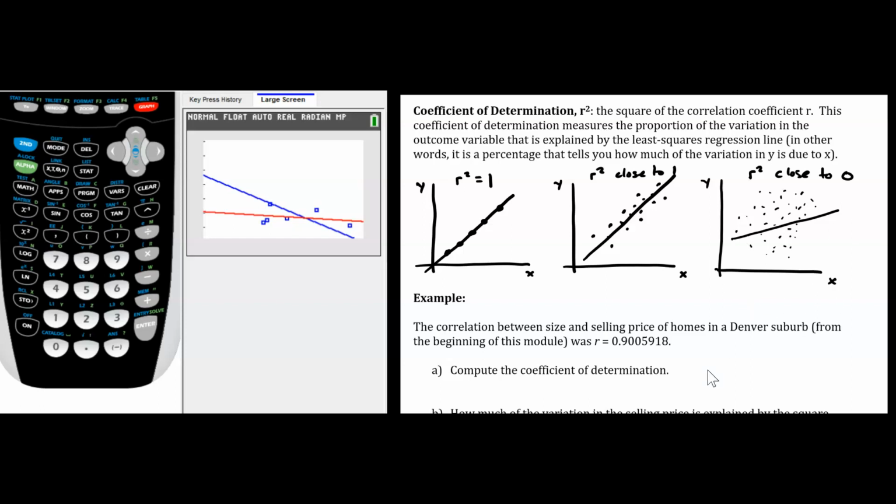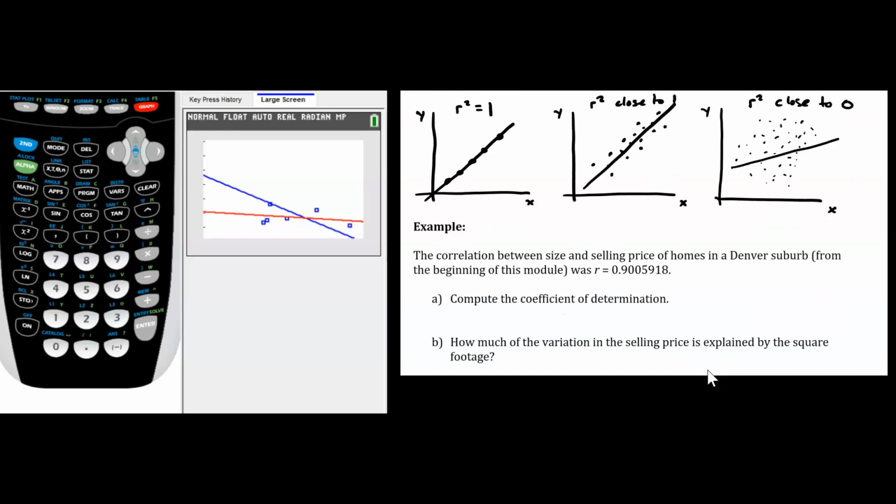Okay, so let's wrap up with this example right here. The correlation between size and selling price of homes in the Denver suburb from the beginning of this module was R equals 0.9005918. And so we can compute the coefficient of determination. Now typically you're going to have that coefficient of determination right away as soon as you get R when you do the linear regression, because the calculator will give you both R and R squared at the same time.